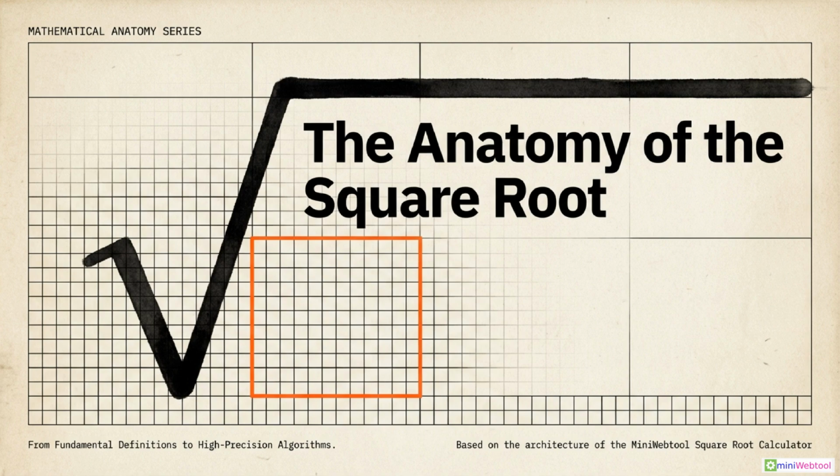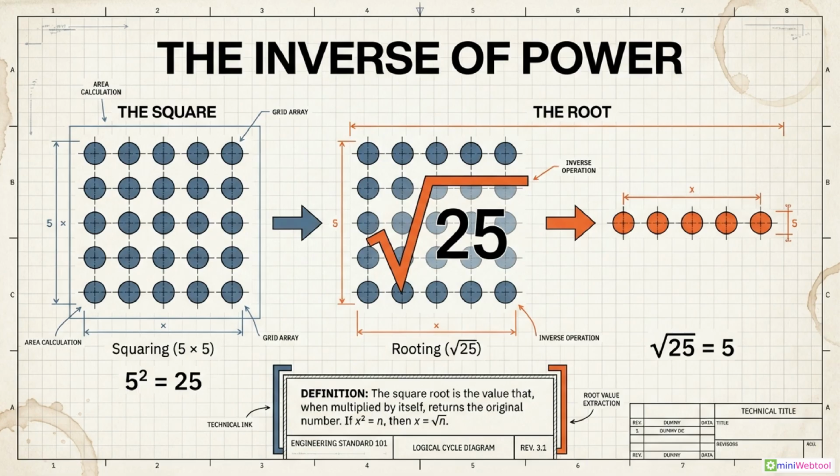Welcome to the anatomy of the square root, a journey from fundamental definitions to high-precision algorithms. The square root is the mathematical inverse of power. Squaring, like 5 times 5, gives 25. Rooting 25 extracts the original number, 5. The square root is defined as the value that, when multiplied by itself, returns the original number.